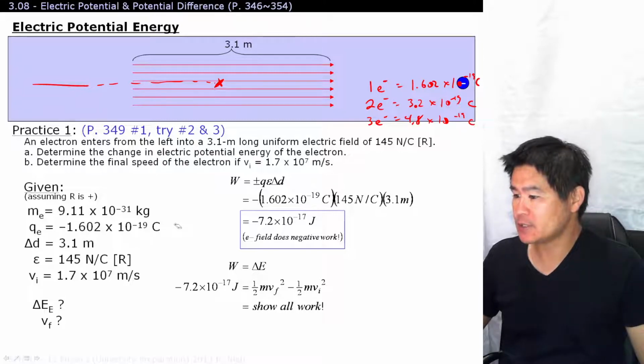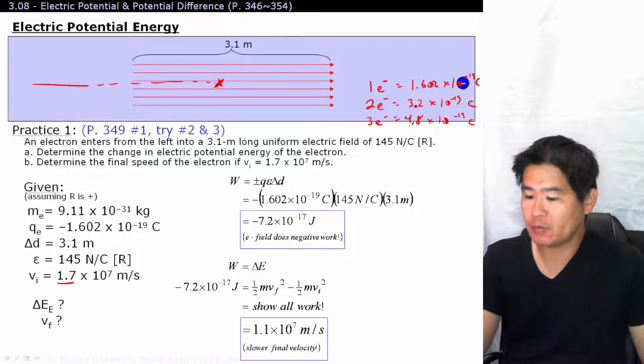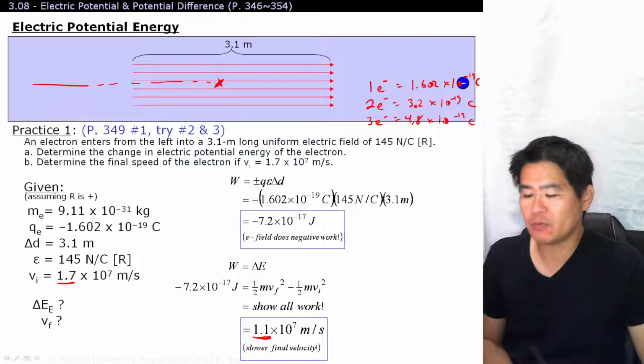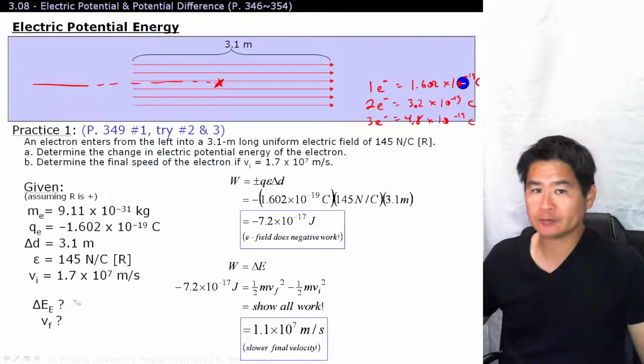In this case, it gave you a lower value, because you started off at 1.7 times 10 to the 7, and you dropped down to 1.1 times 10 to the 7. So in this case, it did cause it to slow down. It did negative work.